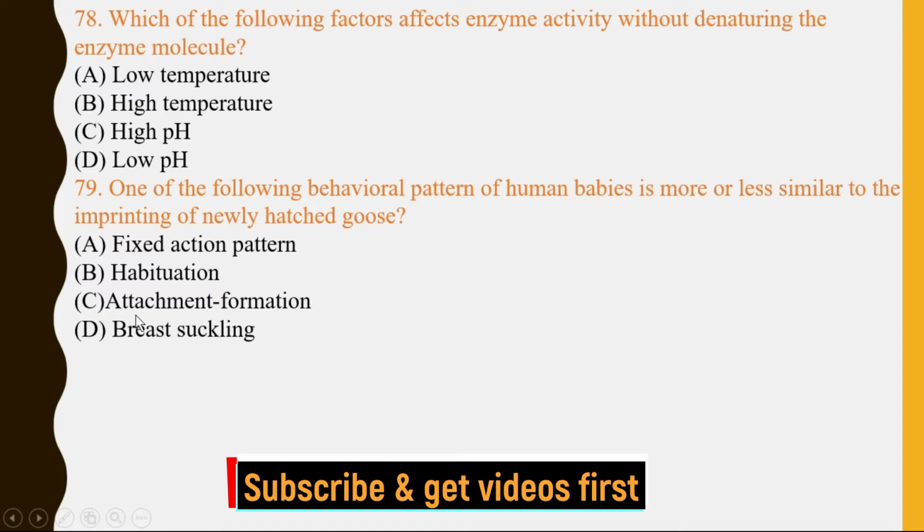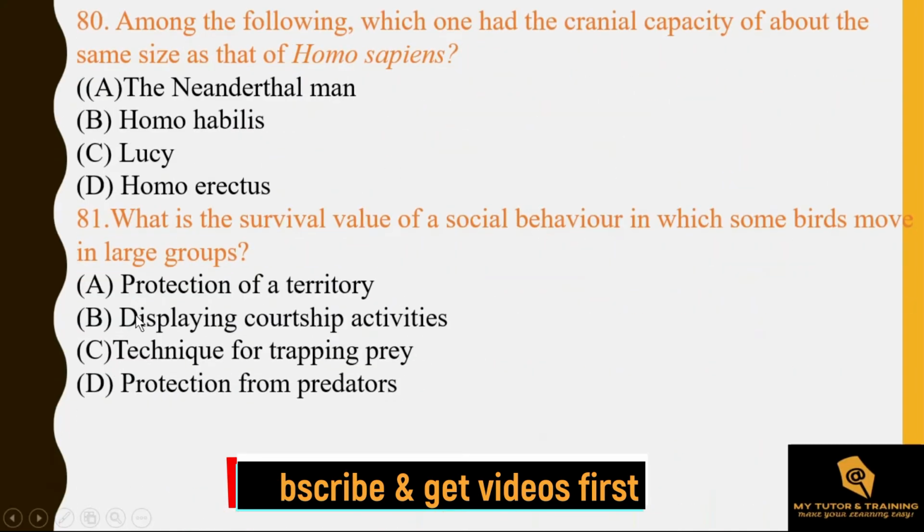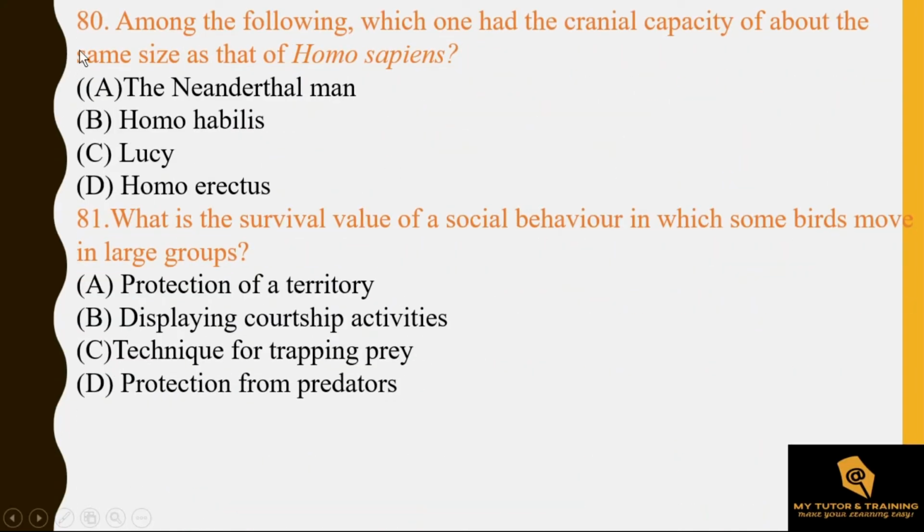Good. Let me turn to question number 80. Among the following, which one had the cranial capacity of about the same size as the Homo sapiens?